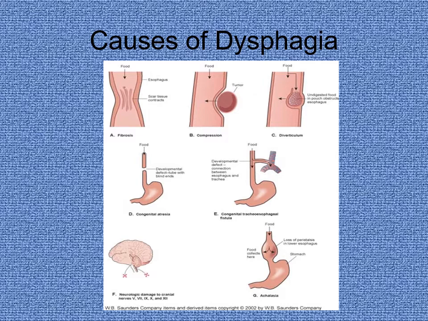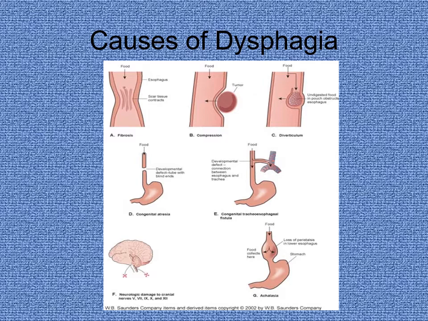So there's your fibrosis in A, showing you that because of the fibrous connective tissue not being able to expand, it tends to contract, so it narrows that opening there. Compression from a tumor on the outside also is going to make that opening a lot smaller. Diverticulum, you see this pouch there in C, and you can get undigested food that obstructs the esophagus by filling up that pouch where the diverticulum is. D is the congenital atresia, and there you see there's a gap between the two segments of the esophagus and has to be surgically corrected.